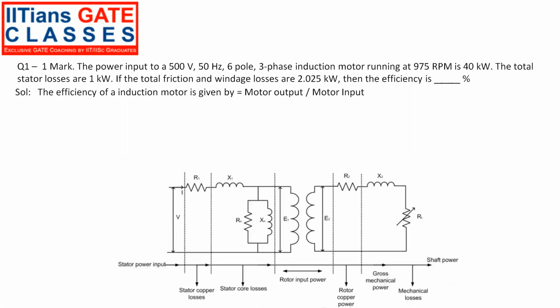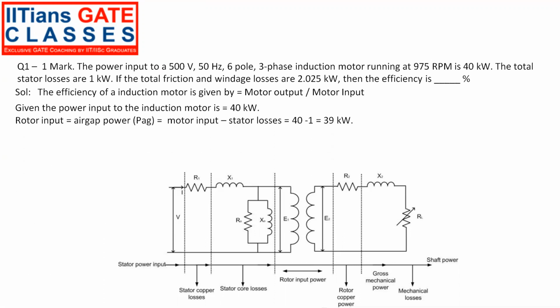So let's see the power flow diagram. From the power flow diagram, we have the stator power input, and if we subtract the stator copper loss as well as the core losses, we get the stator power output, which is nothing but the rotor power input or the air gap power. From that, if we subtract the rotor copper losses and the mechanical losses, we get the motor output. In this case, the rotor copper losses are not mentioned, and moreover, they are generally a very small amount and can be neglected.